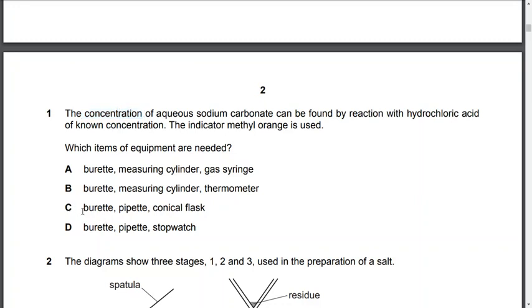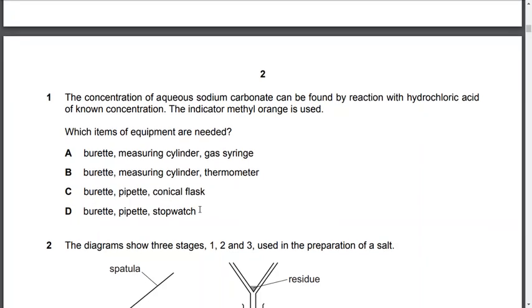Coming to C, burette, pipette, and conical flask. So yes, this is the right option as we judged before. So C is the right answer for this. D, once again burette, but pipette is also used. However, stopwatch, there is no requirement. Once again, we're not checking the rate of reaction.